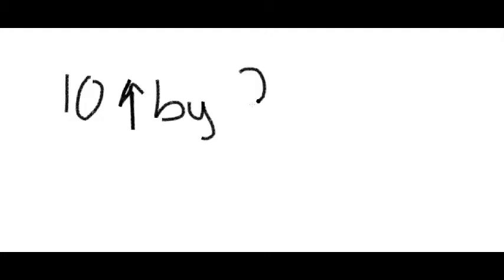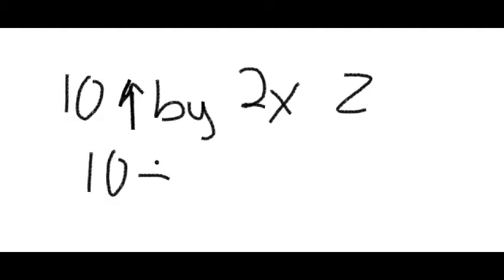Next is 26. 23 increased by twice m. Alright, well, what about if I say 10 increased by twice z or something like that. So I'm saying 10 increased means addition by 2 times z, or 2z. Alright, that's how you would go about that.